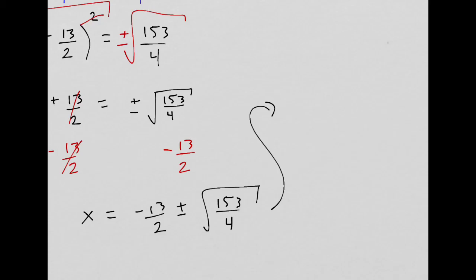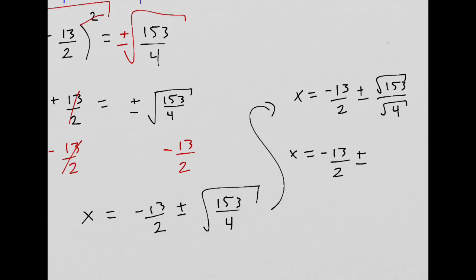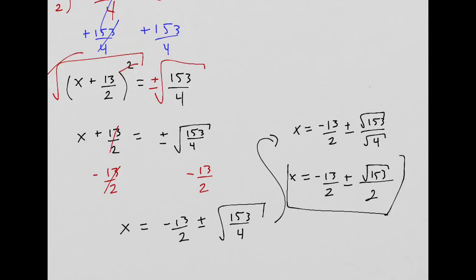So we could say x equals negative 13 over 2 plus or minus the square root of 153 over the square root of 4. That's the same thing. That is okay. And then you get x equals negative 13 over 2 plus or minus the square root of 153 over 2, because the square root of 4 is 2. And there you have it. You could write it twice as 2 different answers, but I'm going to leave it like that.